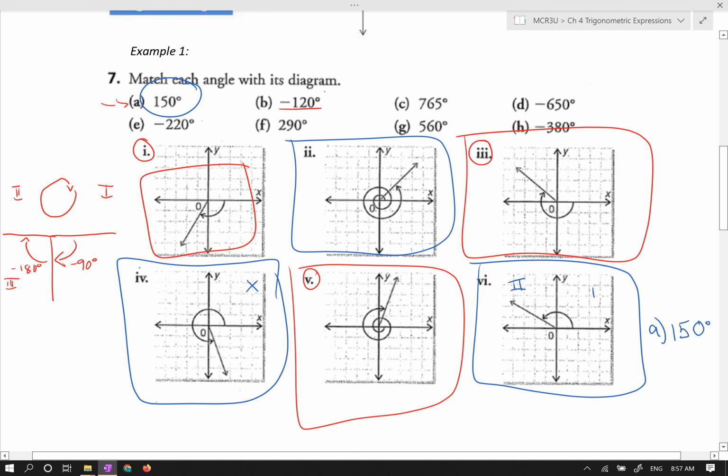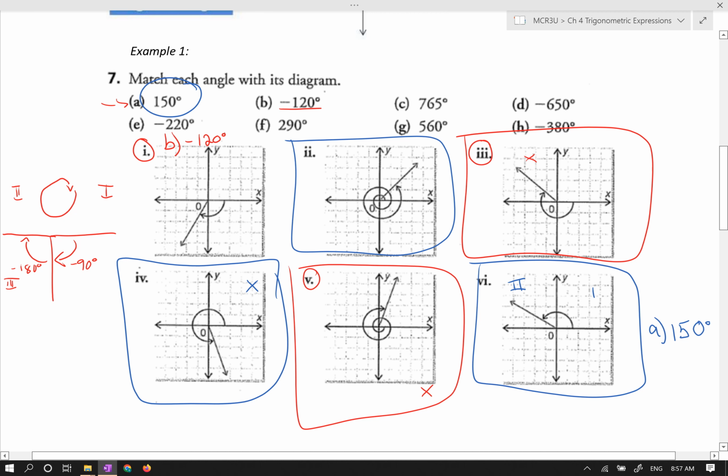So can we check option 1? Yes, that satisfies this. Option 2 does not, because they're working in quadrant 2 there, and option 5 also does not. So we have here angle B, negative 120 degrees.